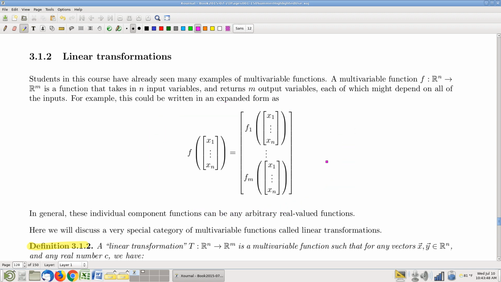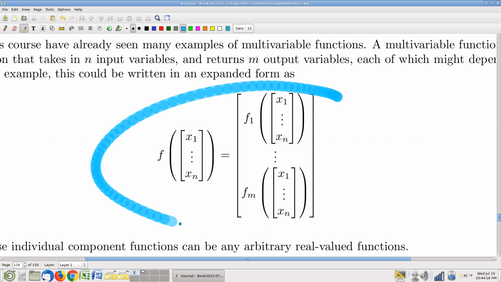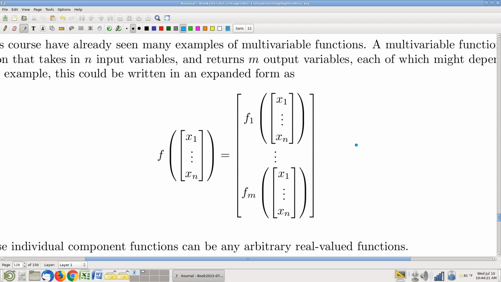I just want to point out what a multivariable function is. A multivariable function is a function that has multiple input variables, and of course it might have multiple output variables. If it does, hypothetically, if it does have multiple output variables, notice that each one of those output variables is itself a function of the same input variables that the original function is. So I'm just kind of expanding and breaking down. Let's remind ourselves, what is a multivariable function? Okay.